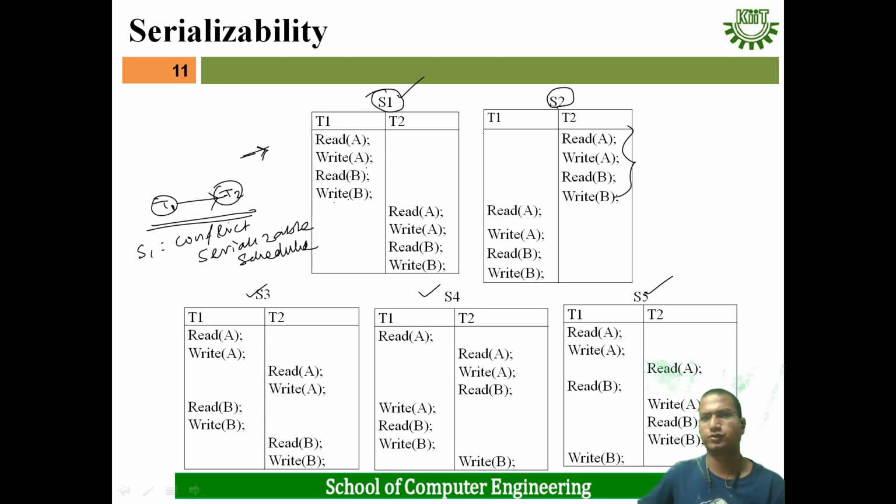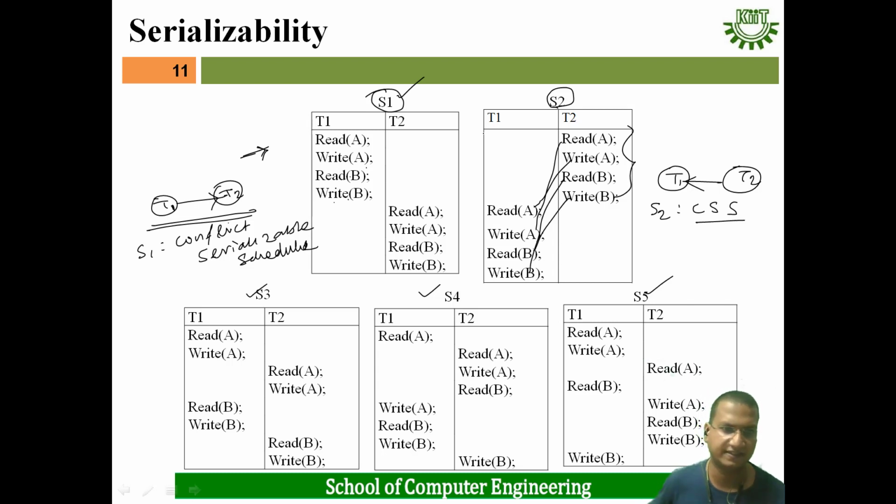Now we'll check for S2. Again, two transactions are there, so we draw two vertices. Then we see read A to write A. Here it is a conflicting operation. Write A to read A: yes, this is a conflict, T2 to T1. Read B to write B, that means T2 to T1. Write B to read B, T2 to T1. No cycle is present. That's why S2 is a conflict serializable schedule.